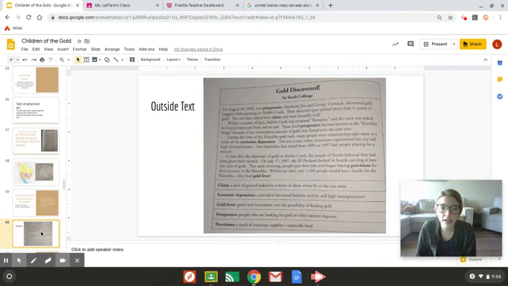Okay, so now we're going to look at an outside text by Sarah Collinage. And Sarah Collinage is the person who kind of creates the rollout for these lessons. So she also made this outside text. And as you can see, she even added some text features, some bold print. So we know that when we see bold print, that's going to be an important word, and oftentimes it's defined in a key or in a glossary. So Discovered Gold by Sarah Collinage. That one next.